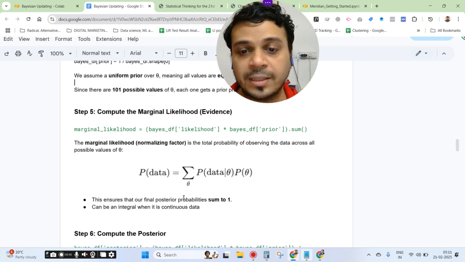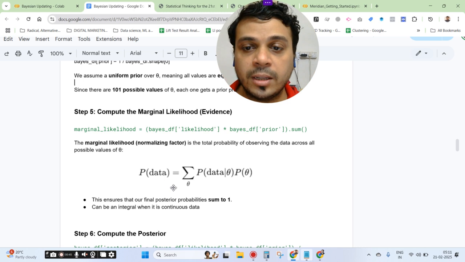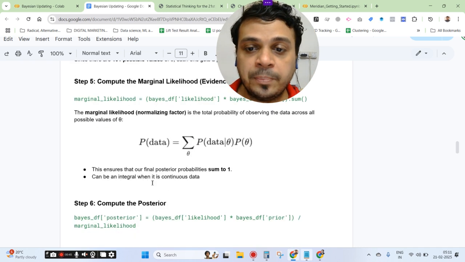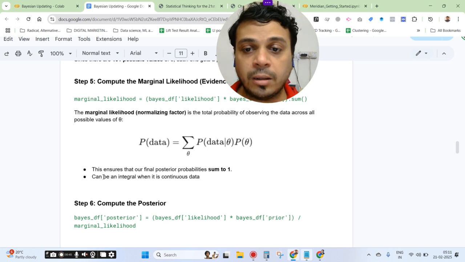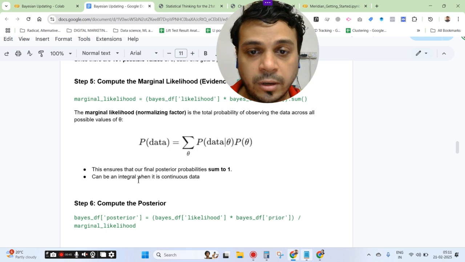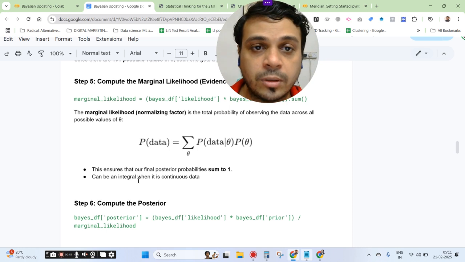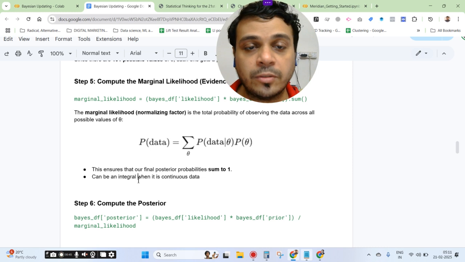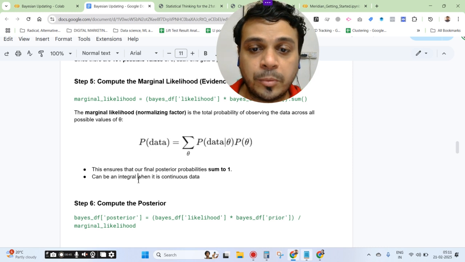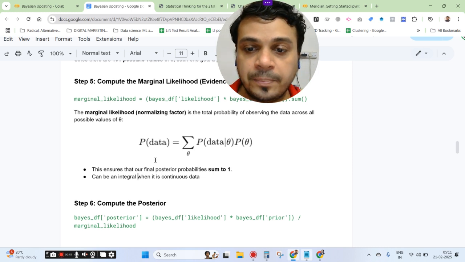So therefore, it's going to sum up to 1, the entire marginal likelihood. This is a discrete distribution, remember, which is why a summation is being taken, but it could have been an integral also, a definite integral with a finite range of values for theta, the proportion, when it's continuous data.